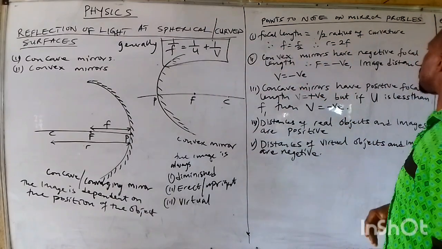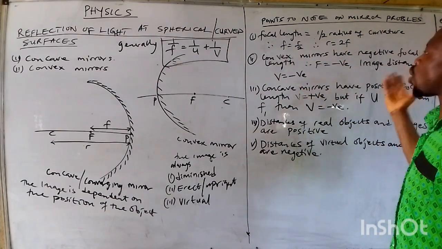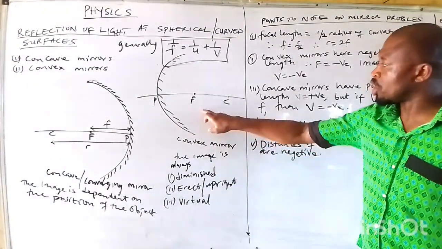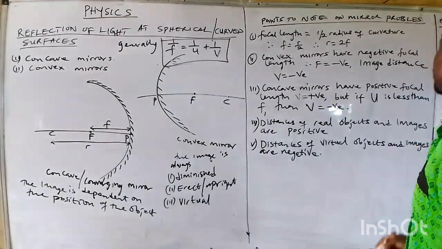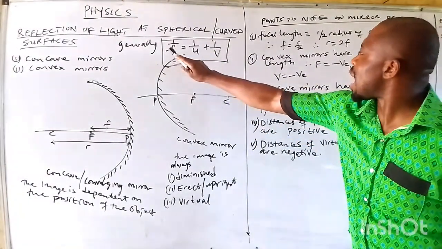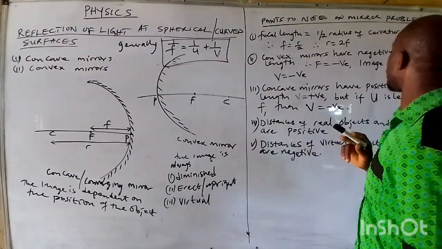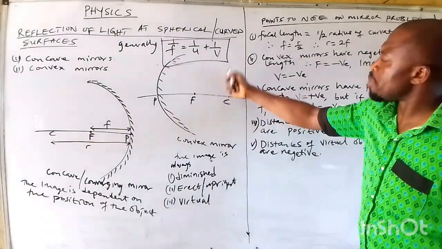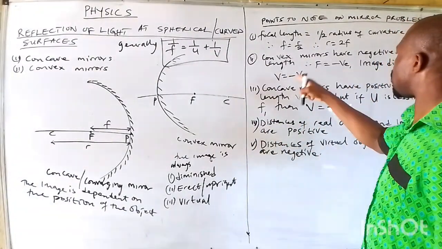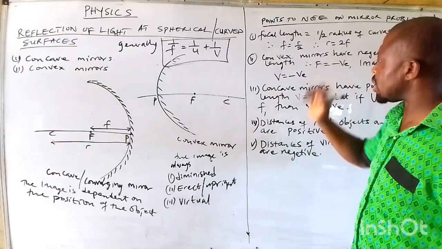Secondly, convex mirrors have negative focal length because they form a virtual image. Therefore, from this formula, f is negative. And because the image produced is always virtual, v is also negative. We have both f and v negative.